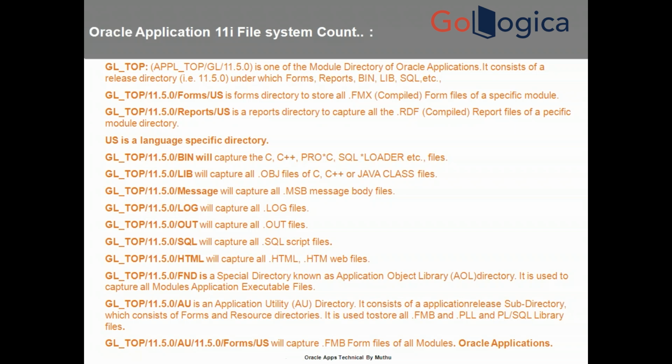Right. And next, see here, the bin folder. What information is it going to capture? C program files, C++, Pro*C, SQL*Loader. This is the type of file; if you want to store any of these, you have to move them into the bin folder. Is it clear?